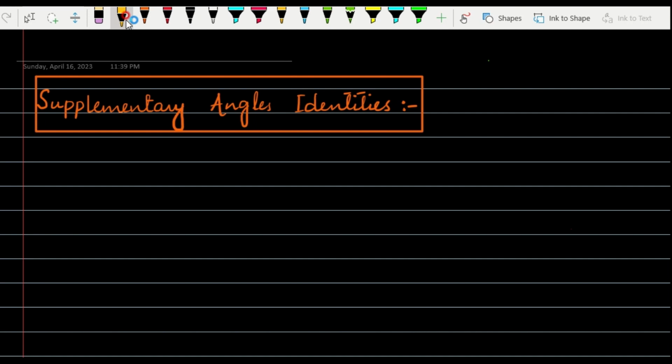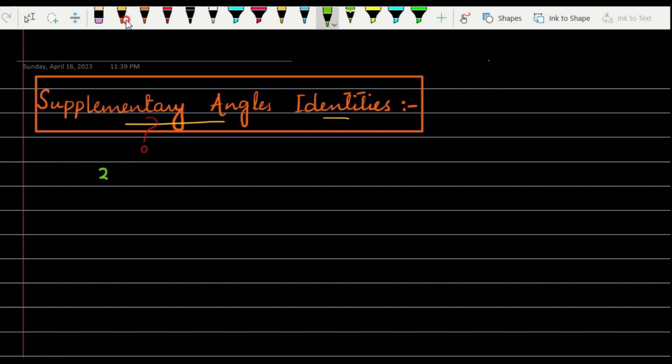In today's lesson, we are going to dive into the world of supplementary angles identities. So let's understand the meaning of supplementary angles. What is meant by supplementary angle? Supplementary angles are those angles that add up to 180 degrees.